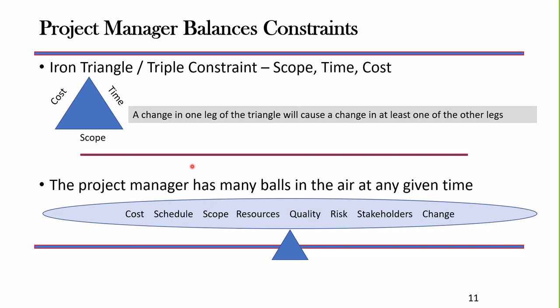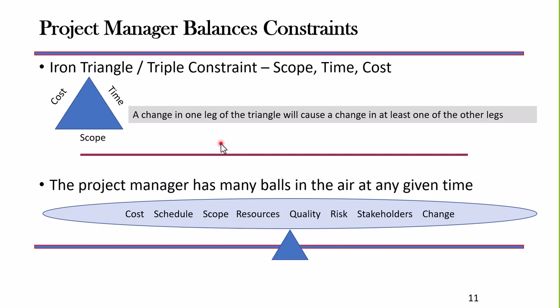But this iron triangle, this triple constraint, dictates that if you have a change in one leg of the triangle, then it's certainly going to impact at least one of the other legs, if not both of the other legs. So a scope change, in other words, would drive a cost change perhaps, and also perhaps a schedule change. You as a project manager are balancing all these balls so that you can maintain and achieve the requirements of the cost, the time, and the scope that is required for this particular project you're working on.